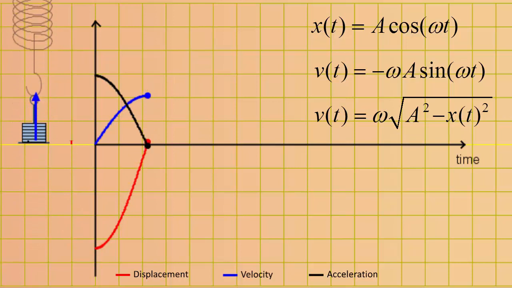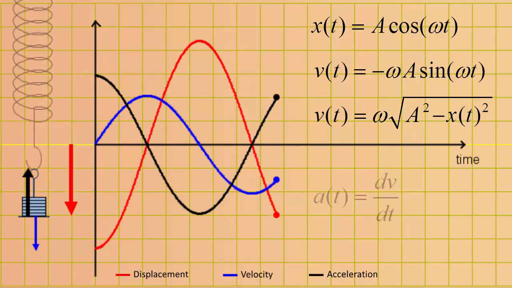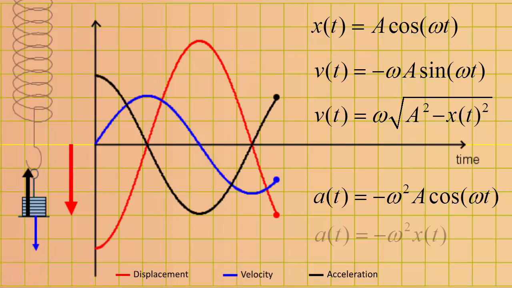Now let's have a look at the acceleration of the oscillator. Acceleration is defined as the rate of change of velocity, so we can derive the acceleration equation by taking the derivative of the velocity equation. The derivative of a sine is a cosine, so the acceleration of an oscillator is equal to negative omega squared times the amplitude times the cosine of omega t. Since the displacement is equal to the amplitude times the cosine of omega t, then acceleration can be written as negative omega squared times the displacement.